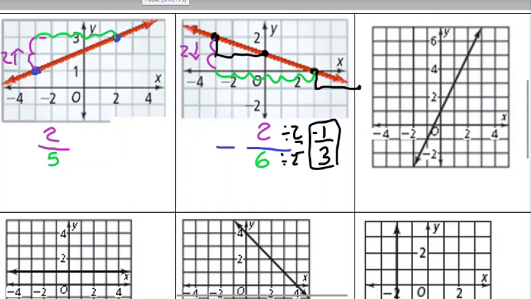All right, so slope's always constant. We use our rise over our run. And remember, if it's a negative slope, your slope also has to be negative. All right, what about in this next example? It didn't give me any points. So how do I find points on this line?